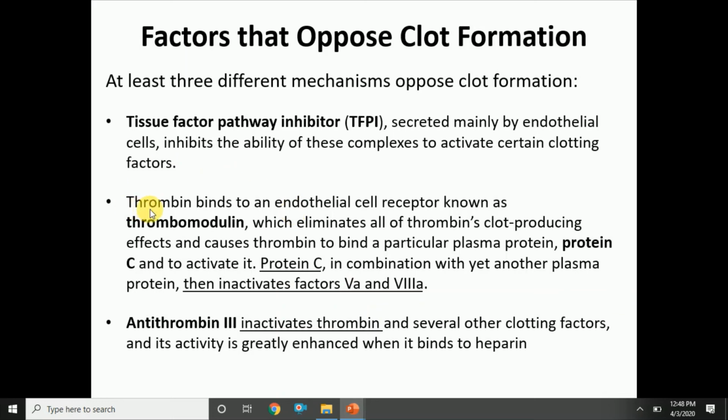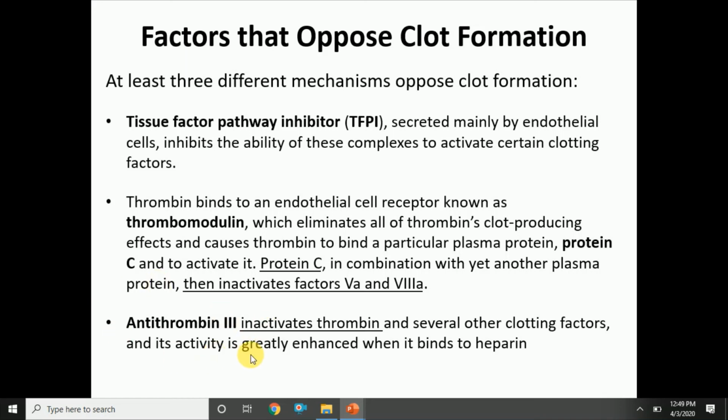So basically, thrombin is one of the clotting factors that you have to activate in order to start making a blood clot. But to prevent too much blood clotting, it has a way to downregulate the formation of blood clots, and that is through the binding to a protein known as protein C, and that is going to deactivate some of the clotting factors.